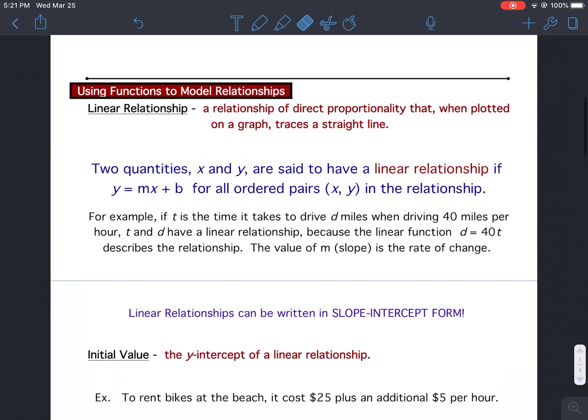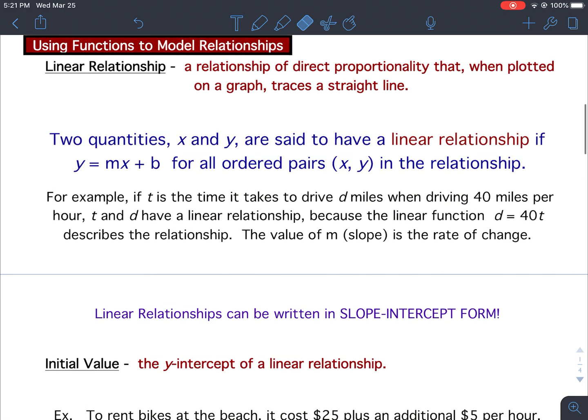Okay, so two quantities, x and y, are said to have a linear relationship if y equals mx plus b for all ordered pairs x and y in the relationship. And you know this because in the last lesson, which was on linear and nonlinear functions, we proved that if all the slopes were the same, it would be linear, and if all the slopes were not the same, it would not be linear. And that's what this is saying here.